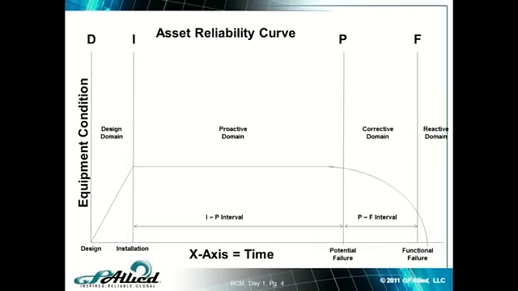Then comes the proactive domain, and we'll get into the things that we can do there to ensure reliability. In that domain, our point should be at the time of installation, we want to ensure the longest interval between point I and point P, which is potential failure, is possible. And I'll discuss what tools and methods we can use there to improve that. Once we determine point P, we have that PF interval that most people are familiar with. What tools and methods would we be using there? And then once we have functional failure, we have the reactive domain and the things that we can be doing there.